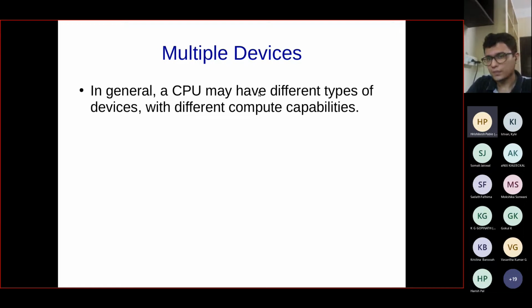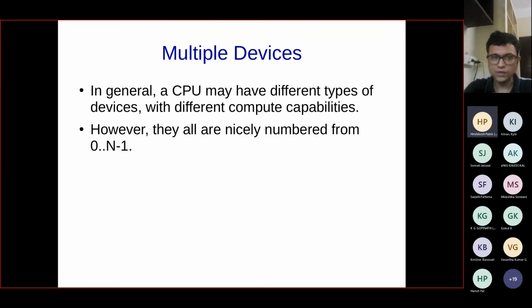So in general, a CPU may have different types of devices, that is with different compute capabilities. So you might have a CPU which is attached with GPUs having multiple different compute capabilities. So your CPU might be attached with one Kepler GPU, one Volta GPU, one Ampere GPU, and so on. And that is perfectly fine. You will be able to program all of them without any issues actually. And one point that you should note here is that all the GPUs which are attached with your CPU are nicely numbered from 0 to n. So let's say if you have 4 GPUs, then they'll be numbered from 0 to 3.